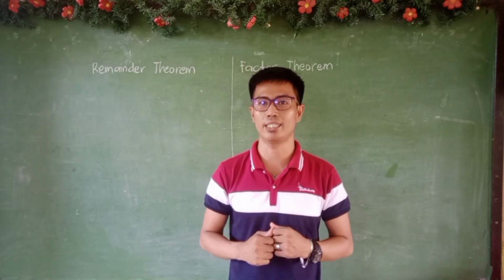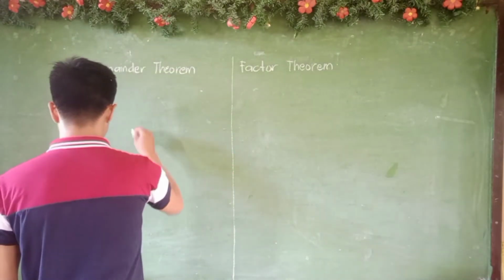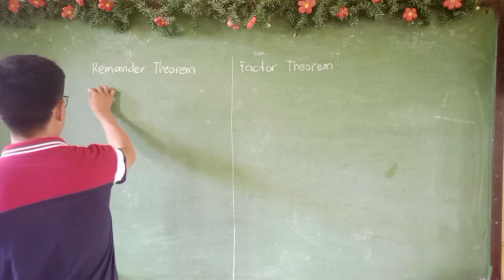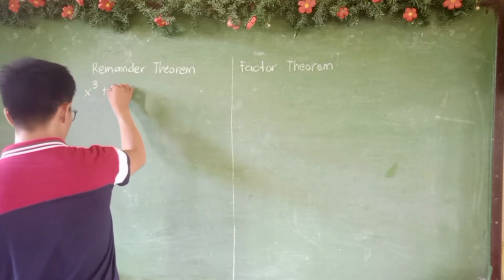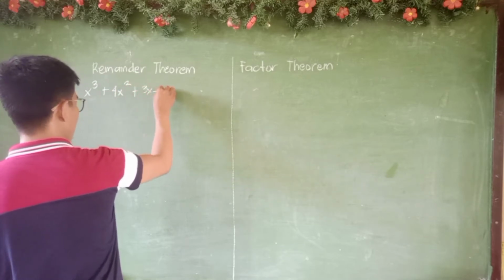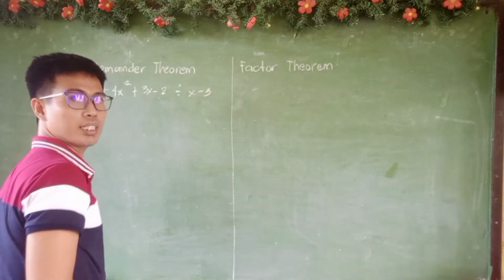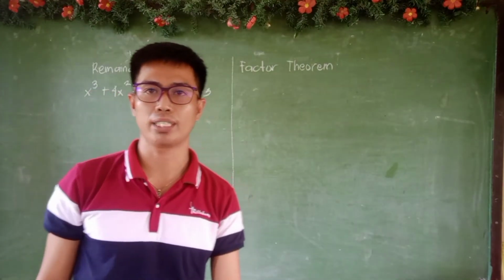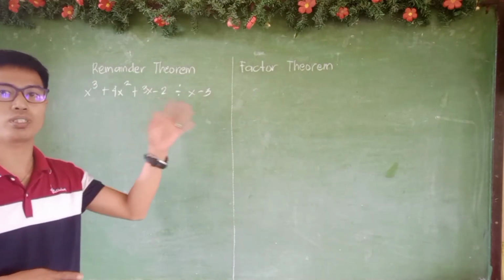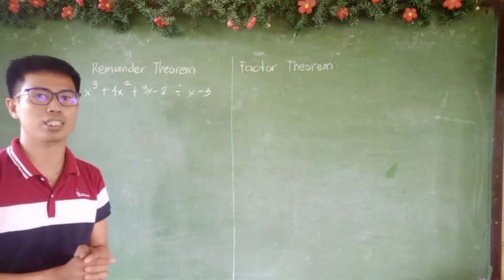So let's have an example. Let's say we have x cubed plus 4x squared plus 3x minus 2 divided by x minus 3. How are we going to divide this, or how are we going to determine the remainder? Para makuha natin yung remainder, we're going to use the remainder theorem. And for us to do the remainder theorem, ganito lang siya kasimple.